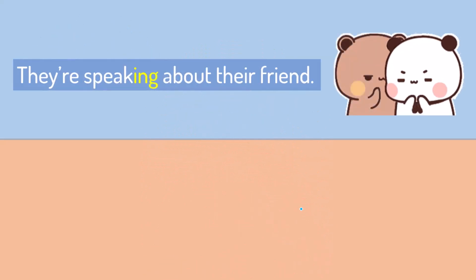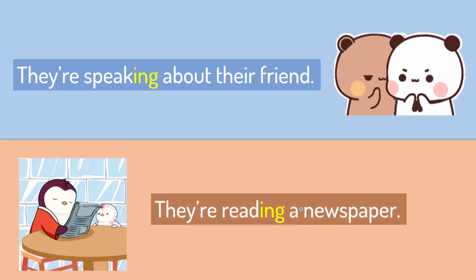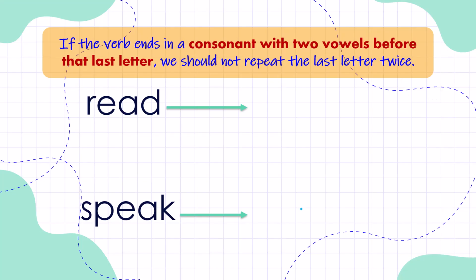Here is rule number 4. Look at these examples. Here I say, they're speaking about their friend, or they're reading a newspaper. So you may think, okay, it's simple, just add ing to the end of the verbs, but I wanted you to know something. If the verbs end in a consonant with two vowels before that last letter, we should not repeat that last letter twice. Okay, this sentence may sound a bit confusing.